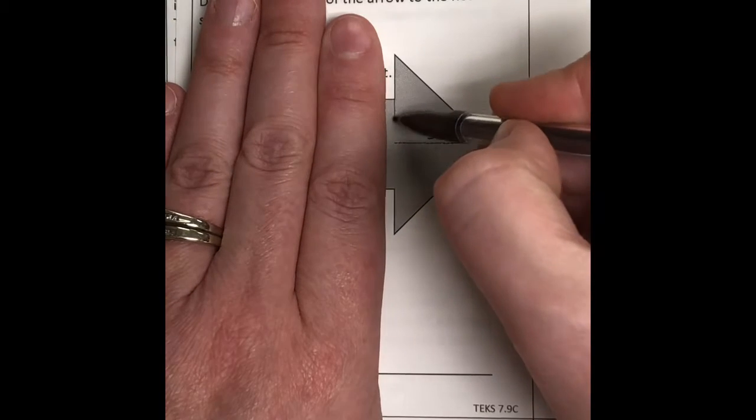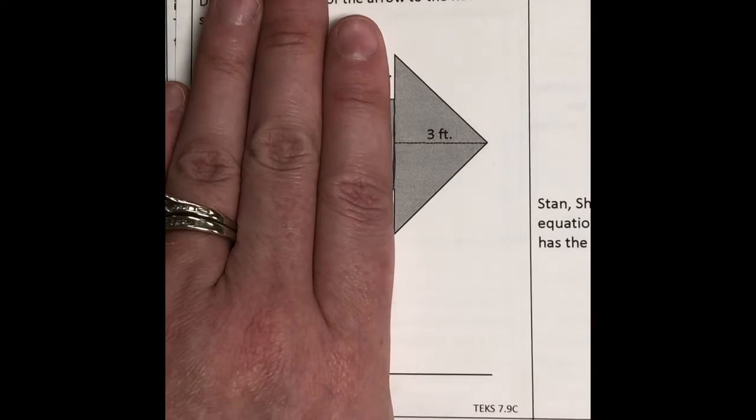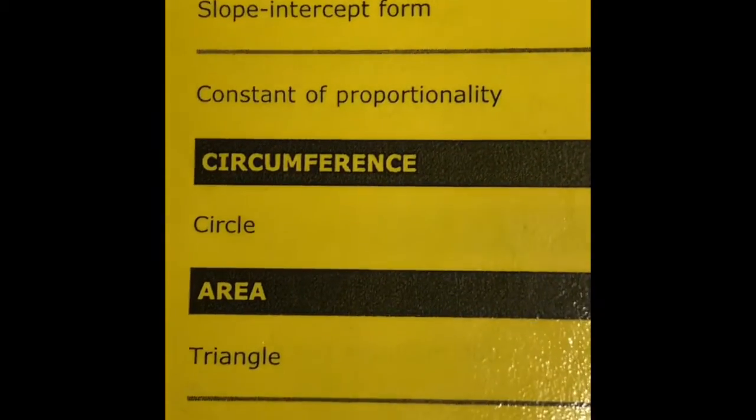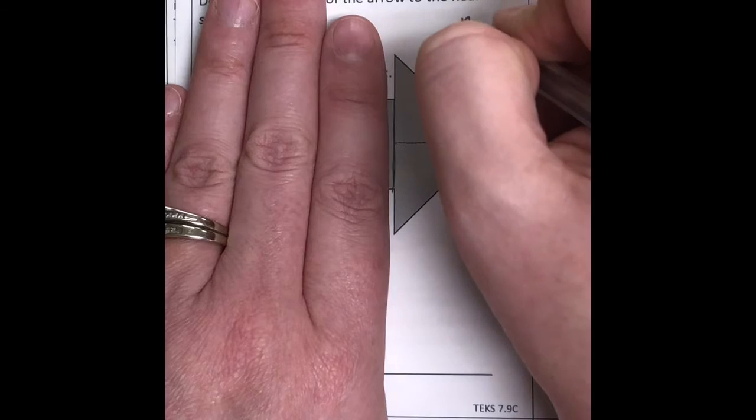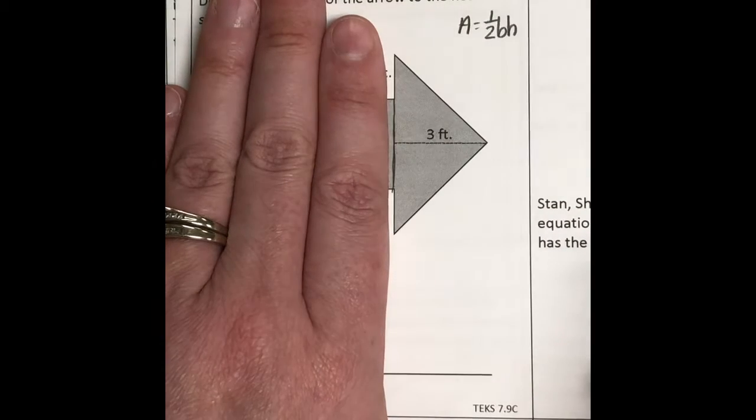Okay, and I'm going to go ahead and connect right here. Okay, so you see that really big triangle. So you would look on your handy dandy star chart and you would find area, you would find triangle, and you would go over and you see that it's 1/2 base times height. So for this one, we're going to do A equals 1/2 base times height.